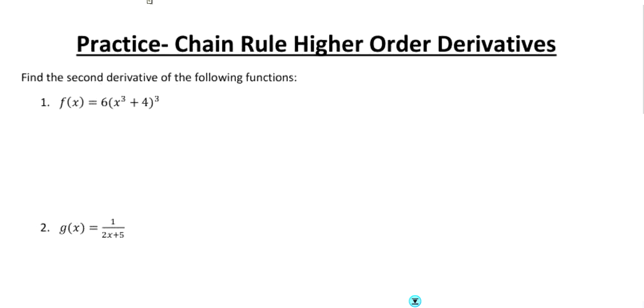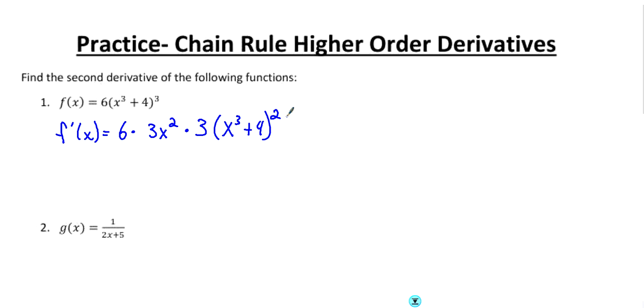We have f of x equals 6 times x cubed plus 4 cubed, okay? So I definitely have a function inside of a function. So I got to take the first derivative. So f prime of x equals 6 times, now I got to do the chain rule here. I'm going to use inside-outside rule. So the derivative of the inside is 3x squared times the derivative of the outside, which is that cubic out there. We move the 3 out front, we get x cubed plus 4 squared because we subtract 1 from the power.